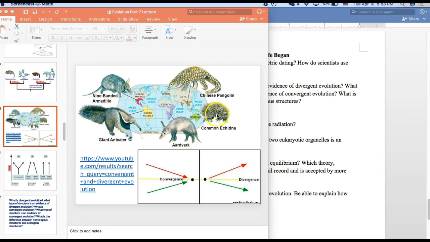In this example, it's showing you a similar thing. All of these organisms are around the earth, and they kind of look similar, and they all eat ants. We call this convergent evolution because they're not able to eat ants because their common ancestor is able to eat ants. They're able to eat ants because they developed those adaptations on their own in their own environment, but the environment is similar in these areas for these organisms. So we call that convergent evolution.